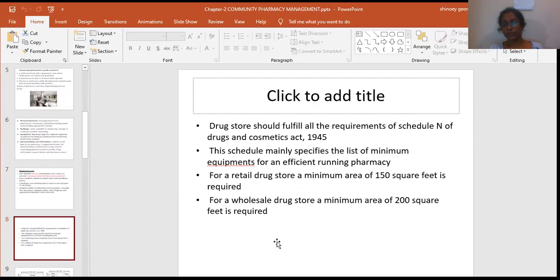All community pharmacies should be designed in such a way that they fulfill the legal requirements specified in Schedule N of the Drugs and Cosmetics Act. Schedule N is nothing but it specifies the minimum facilities or requirements for starting a community pharmacy. According to Schedule N, a retail community pharmacy should have a minimum area of 150 square feet. Similarly, a wholesale community pharmacy should have a minimum area of 200 square feet.